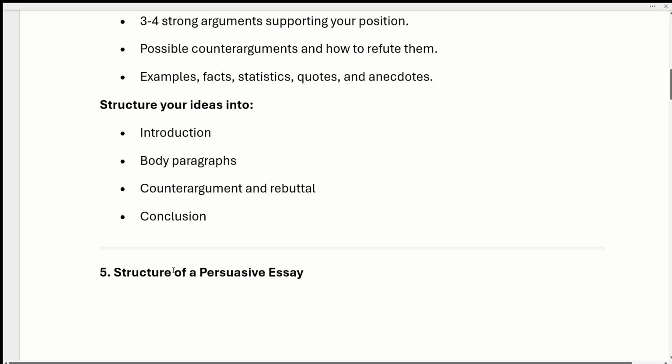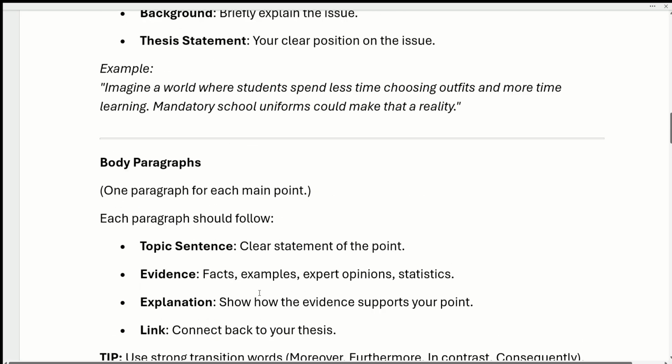Then we have to structure our ideas into introduction, body paragraphs, counter argument or rebuttal, and conclusion. Now you can choose to write as many paragraphs as you like in the body section of the structure, but generally we stick to 3 body paragraphs, 1 introduction and 1 conclusion. Now we're going to be going through the structure of the persuasive essay very quickly.